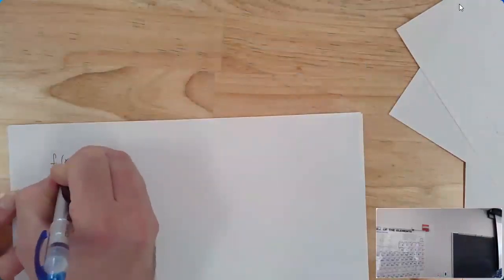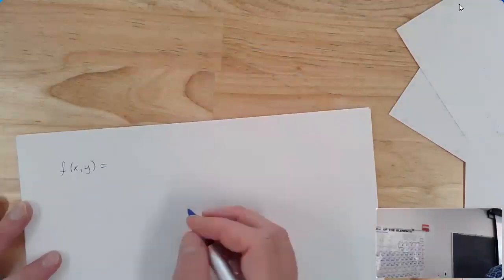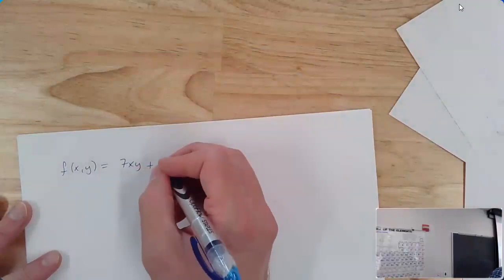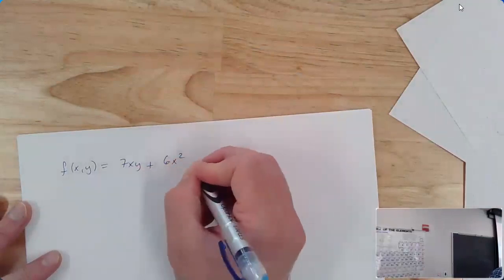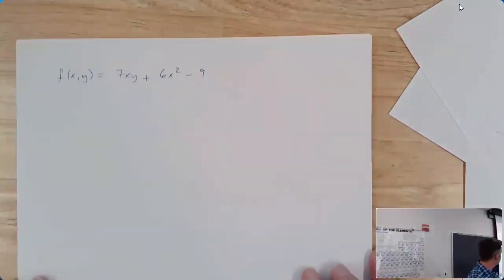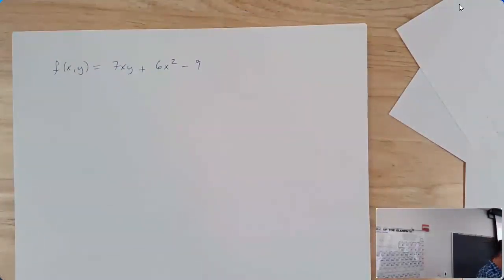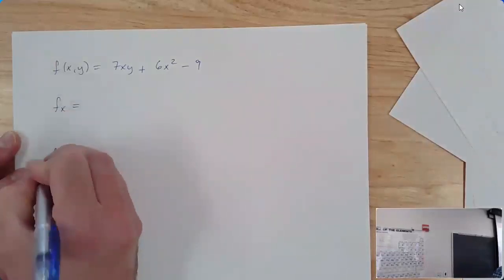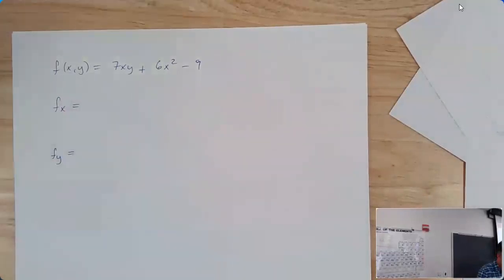Let's say we had something like f of x, y equal to, sure, 7xy plus 6x squared minus 9. We want to find the critical points. They're probably going to be terrible if we just made it up. So you all find the partials. Oh, it is going to be terrible. Not really. It's not really terrible.